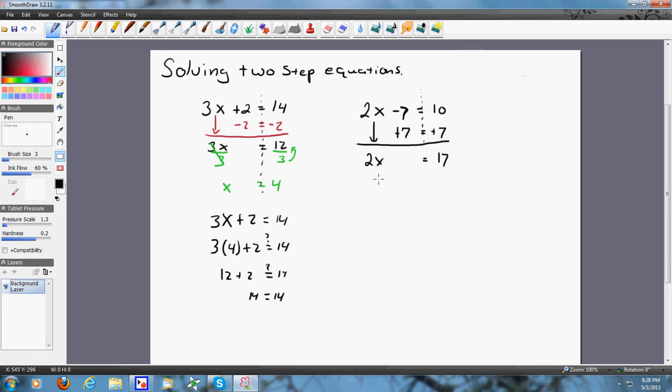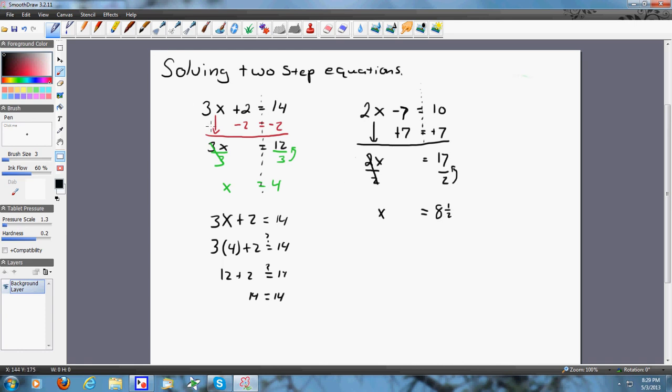Now I have 2x equals 17. I don't want 2x's, I just want the value of 1x, so I'm going to divide by 2. The reason you divide by 2 is that you always divide by the coefficient of x, the number in front of the unknown, the variable. Now they cancel out. 2x divided by 2 is just 1x. 2 goes into 17 how many times? The answer is 8.5 times.